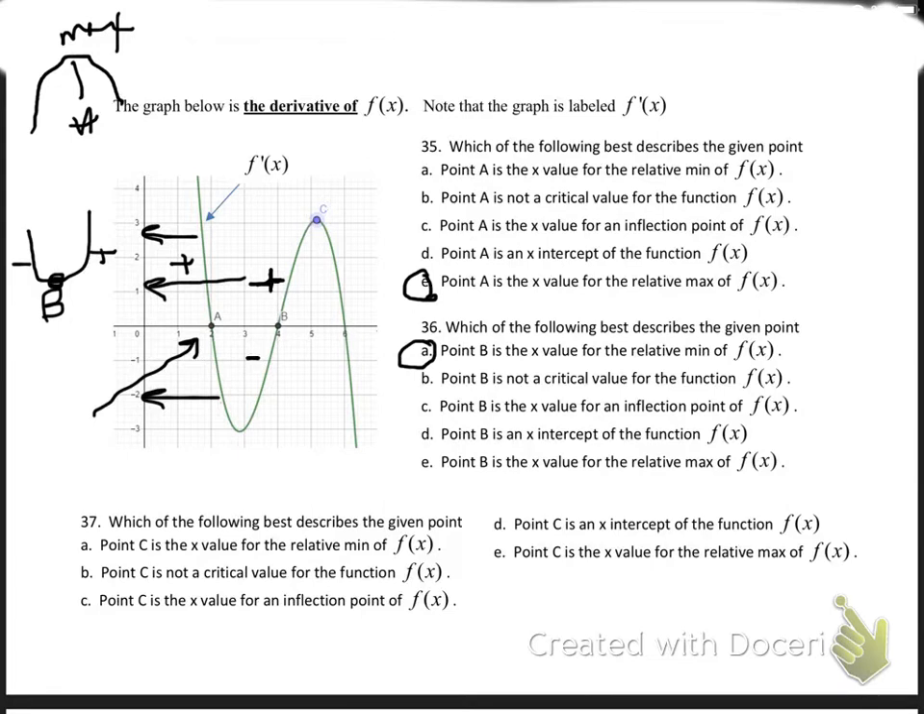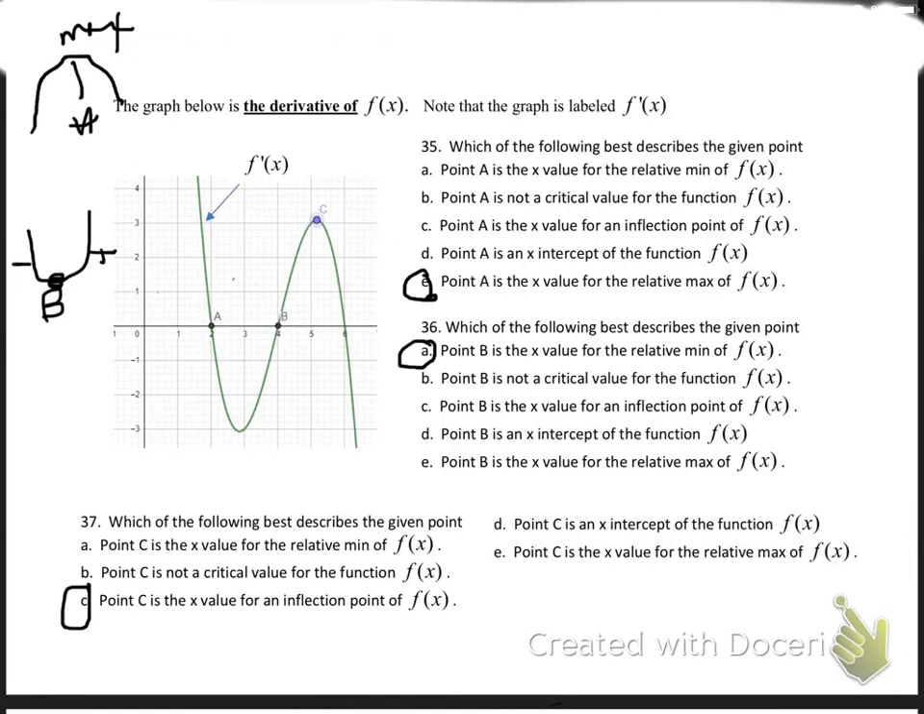Okay, so now let's erase some of the things I have in my drawing just so it doesn't look so cumbersome, and let's discuss question number 37. Okay, 37 says, which of the following best describes the given point? And they're talking about point C, and point C is right there. So if that is point C, it's a maximum. So if it's a maximum, then that means it must be an inflection point because it must have been the steepest part of the original function. So that is an x value of an inflection point, and that means C is the best answer.